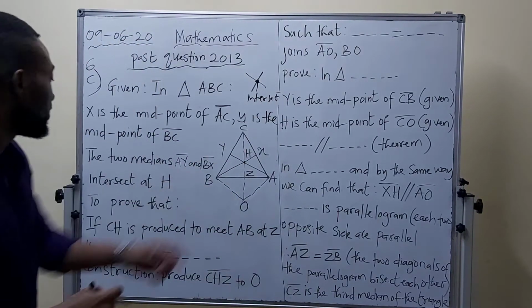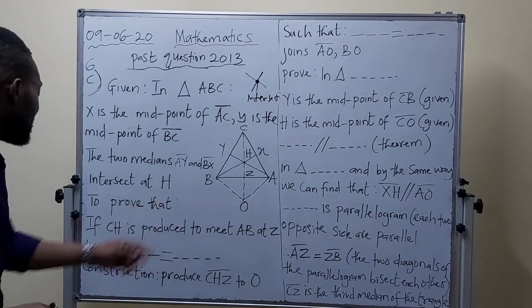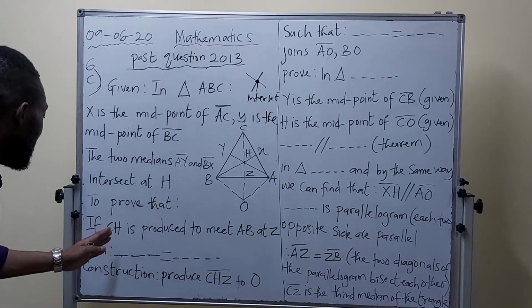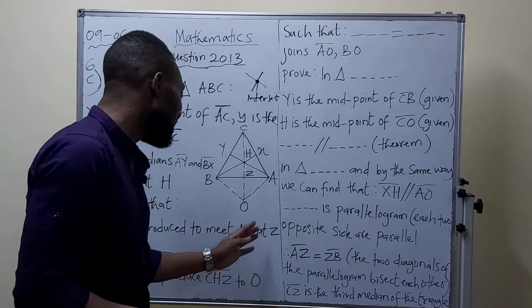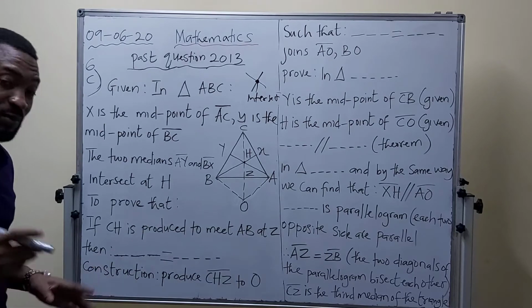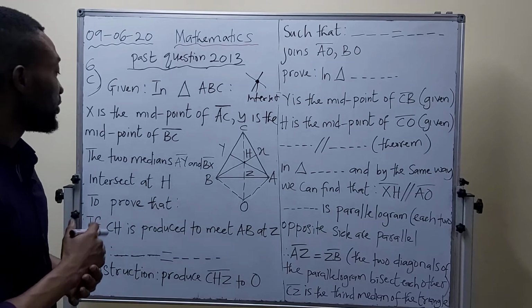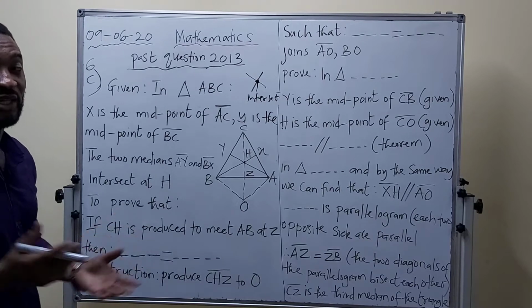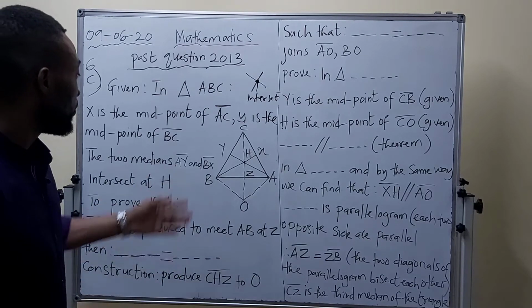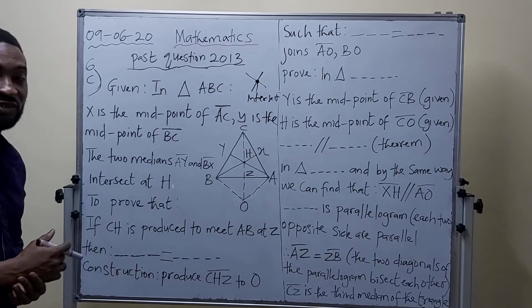So to prove that if CH is produced to meet AB at Z, please pay attention so you can get one or two things from what I'm going to do, because possibly it might come out in your exam, and once you know how to deal with it, it will not be as difficult for you.